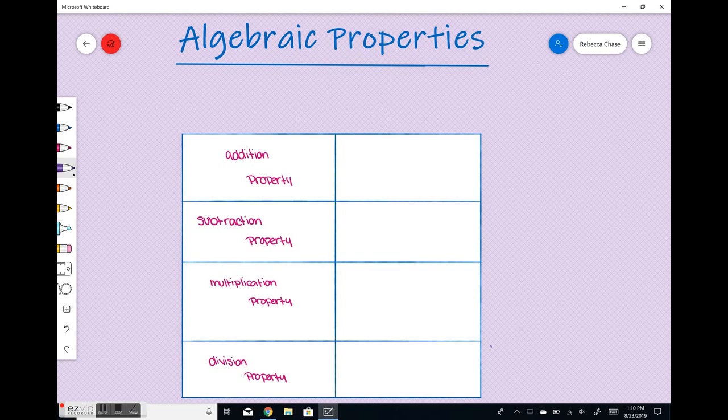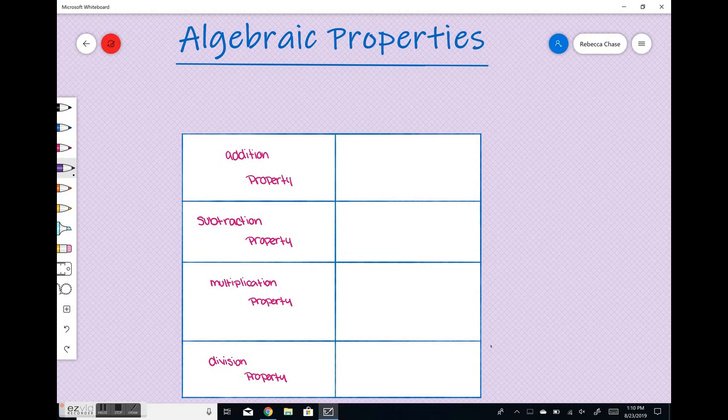Hey guys, so we're going to start the next section for chapter 2. We're starting to get closer and closer to doing proofs in class. But before we do proofs, we have to have an idea of what properties we can use to prove different things, okay? So everything that you've learned up to this point in geometry and algebra, you have to now be able to say a property or a theorem that's going to back it up.